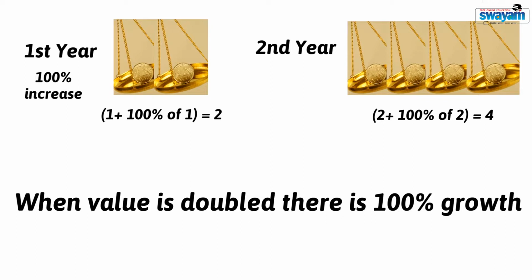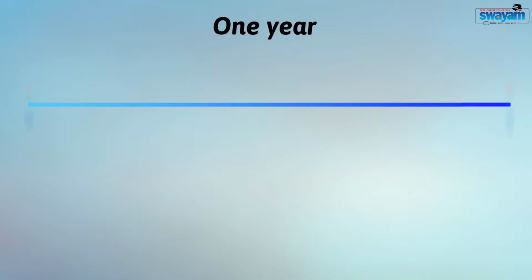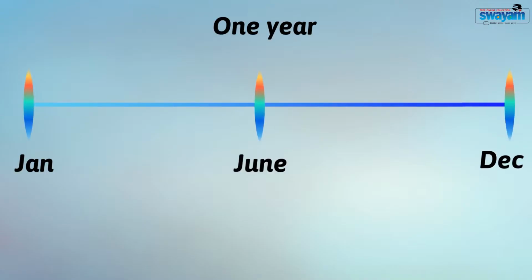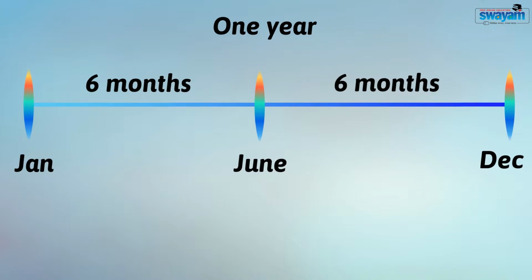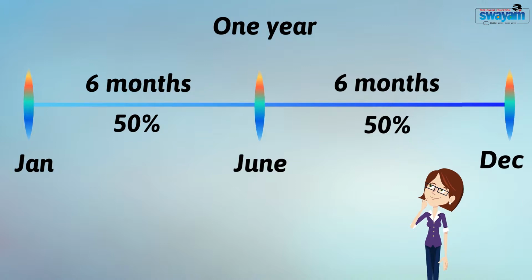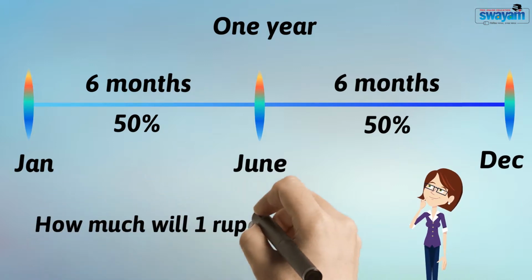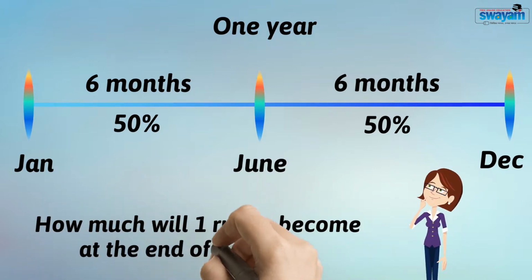But in this case, we assume that money doubles on the last day of the first year and doubles on the last day of every year. This is actually not the case. Now, let us divide a year into 2 parts and distribute the 100% growth into 50% for 6 months each. What will be the value of 1 rupee after 1 year?